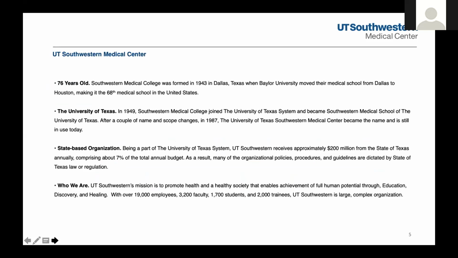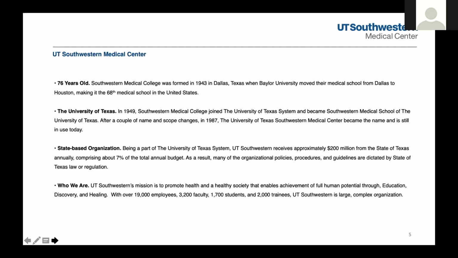So going to UT Southwestern Medical Center, 76 years old. So not super old as far as academic medical institutions go. I came from a place on the East Coast that was about twice as old, but established in its own right, especially here in the state of Texas. It was started as Southwestern Medical College in 1943. That was caused when Baylor moved from Dallas to Houston. There was no medical institution of the sort in Dallas anymore, so a group of local wealthy folks got together and said, let's create it. So they did, and it became the 68th medical school in the United States.